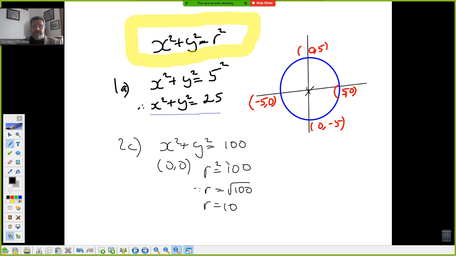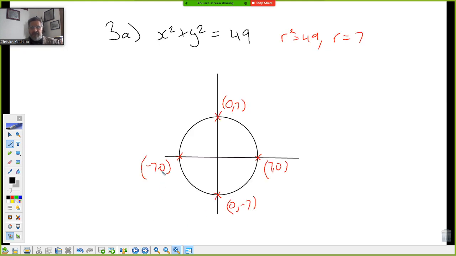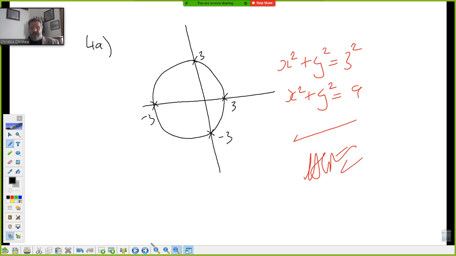Question 2, find the radius of the equation given. Question 3, what's this all about? I can't remember what question 3 is about. Yeah, find the points of intersection with the axes. So there's your y-axis, there's your x-axis. So you're given that. Radius is 7, so hence 7, 0, 0, 7, and so on. That's question 3 done. Question 4, spot the equation.